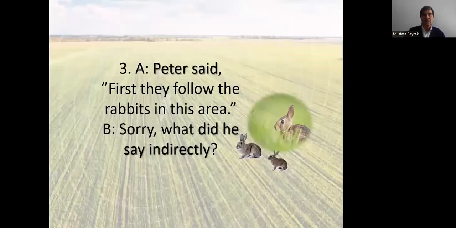Okay. Now, 3. Peter said directly, first they follow the rabbits in this area. Sorry, what did he say indirectly? So he said they followed, okay? He said they followed the rabbits in that area. Okay.